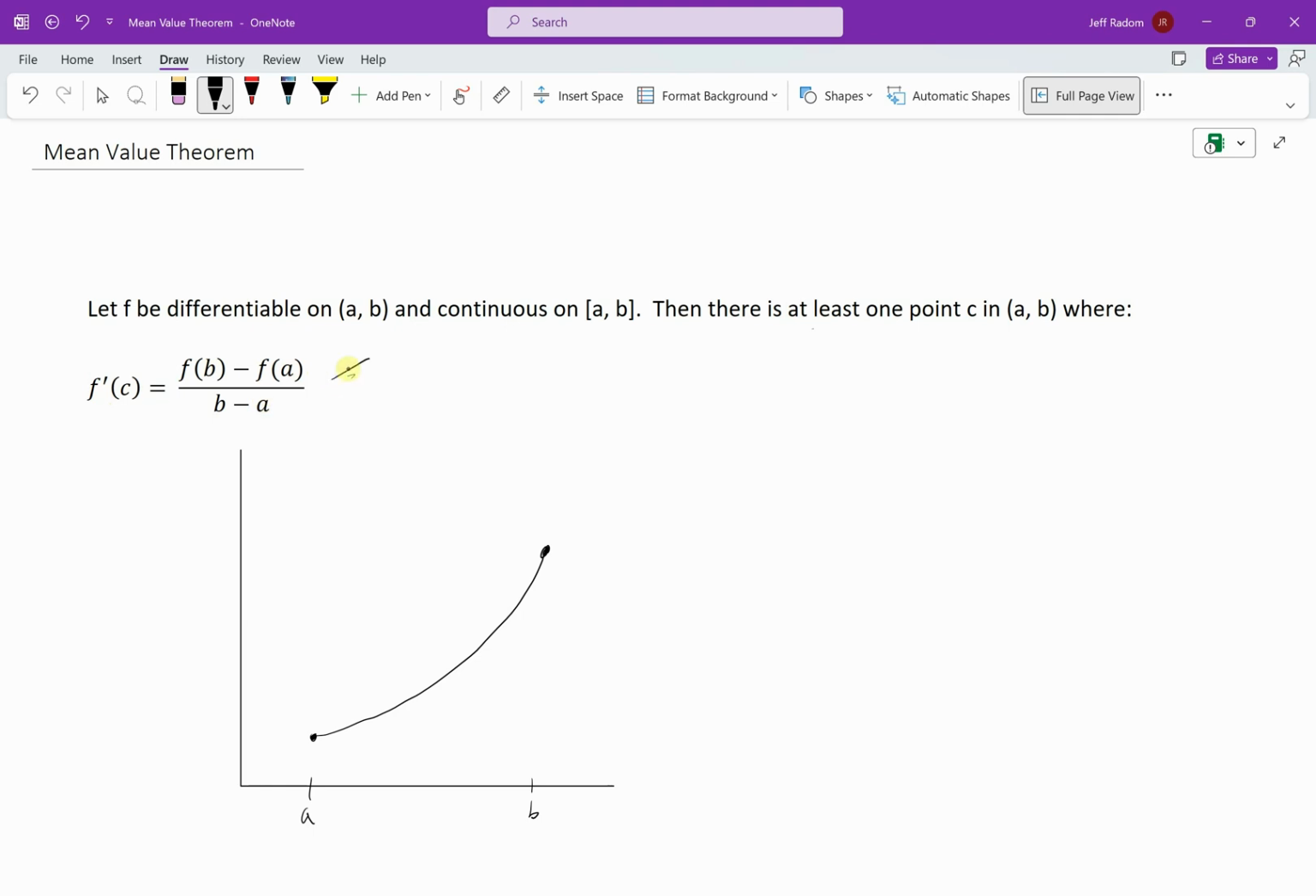You'll recognize this as the slope of the secant, or the average on the interval from a to b. And this here is the derivative, the instantaneous slope.